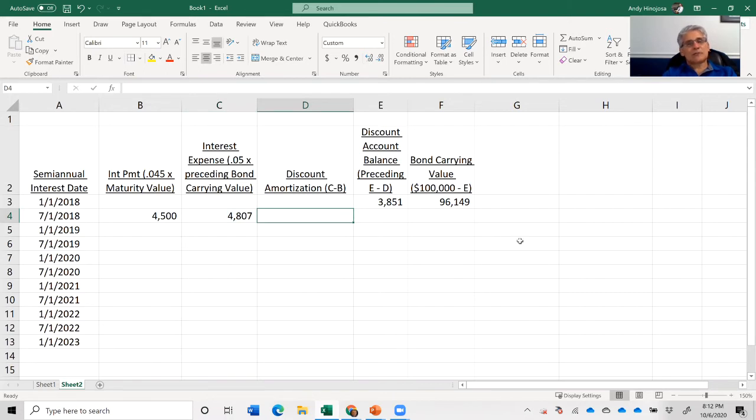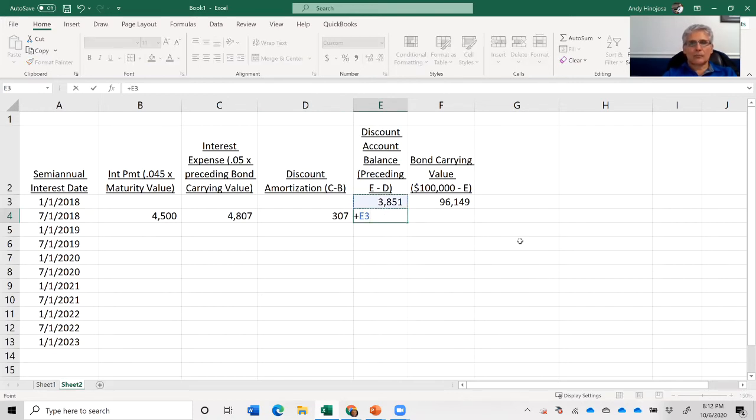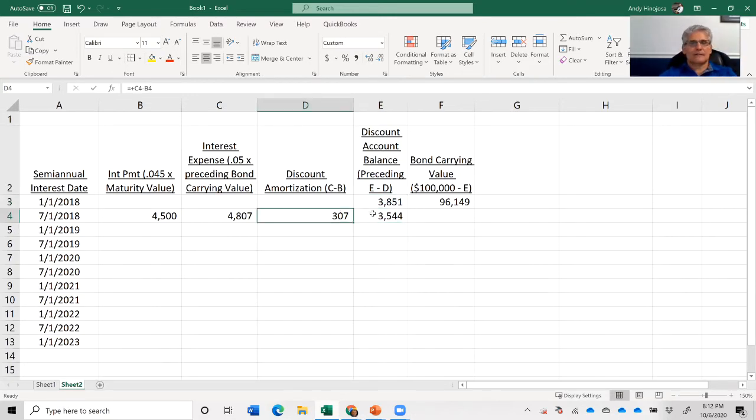To compute the actual discount amortization, we're simply going to take C minus B. That gives us 307. To update the balance on our discount, we're going to take 3,851, which is in column E, and subtract 307 in column D. But it's the preceding balance, so it's this minus this. And that gives us an updated balance of 3,544.